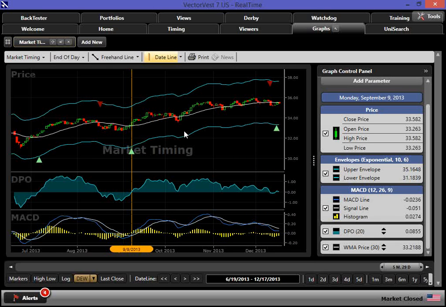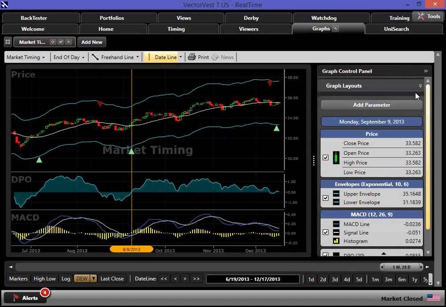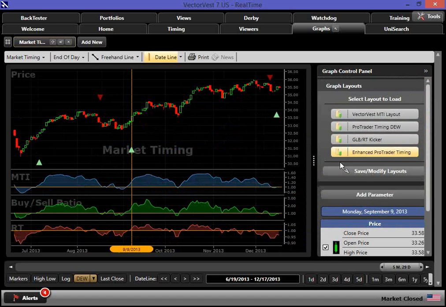What I would suggest you do, by the way, is take a look at these and say, well, okay, when it fails, how badly does it fail? How many signals am I getting per year? Let's change back to our traditional layout.